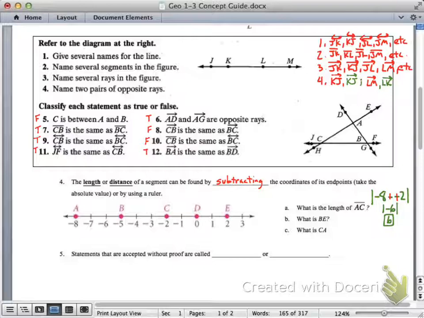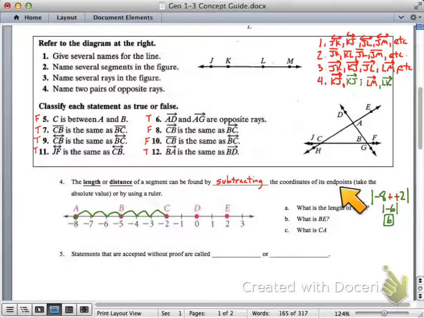Another way we could have done it would be to count. If point A here is at -8, I'm going to count 1, 2, 3, 4, 5, 6. The length of segment AC is 6.